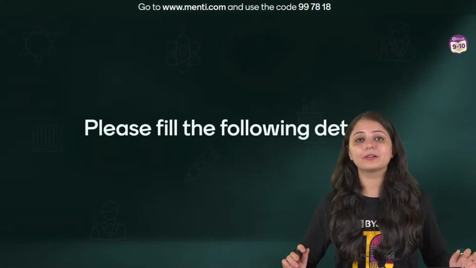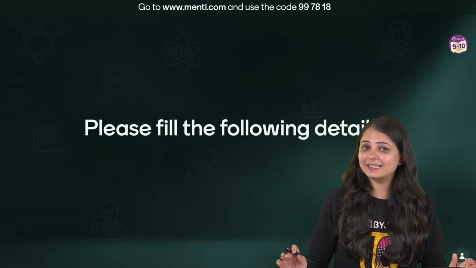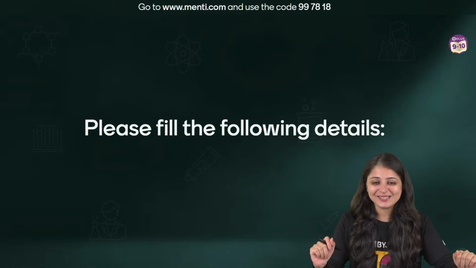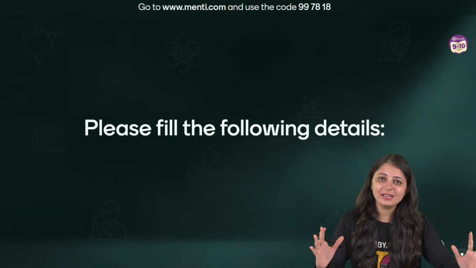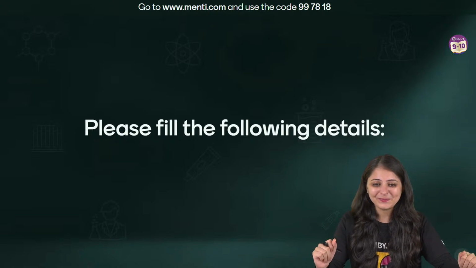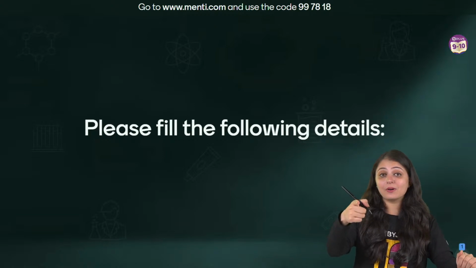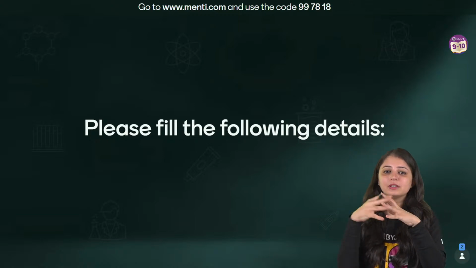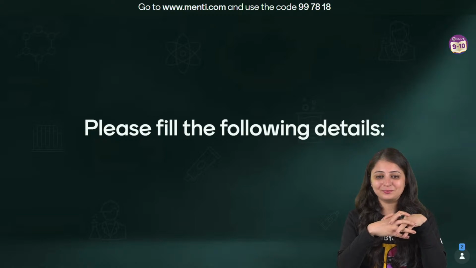Now, really important. You all can see that now there's a form in front of you asking for certain details. Can you see that? Yes? Asking for the name, grade, phone number, pin code. You have to be logged in. Otherwise, it will not show. I hope all of you are on menti.com right now.